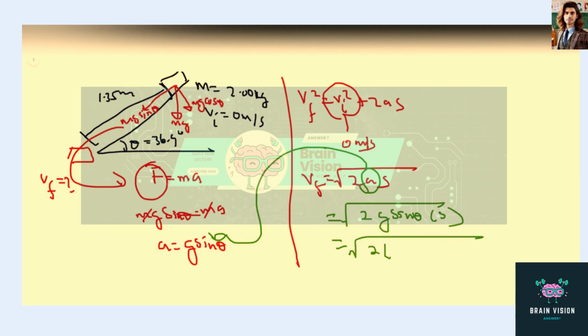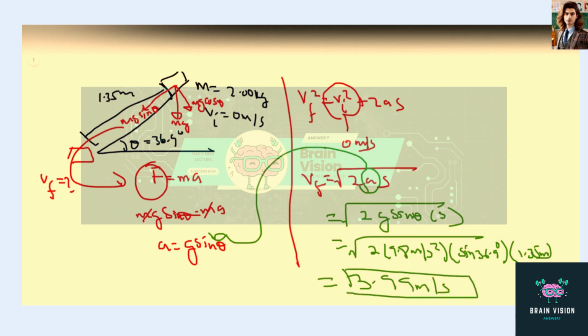So this is 2 times 9.8 meters per second squared times sine of 36.9 degrees, and then times the displacement s, which happens to be 1.35 meters. And this gives us a final velocity of 3.99 meters per second.